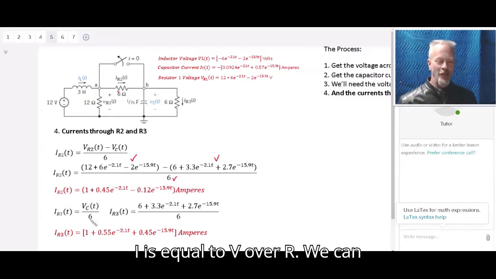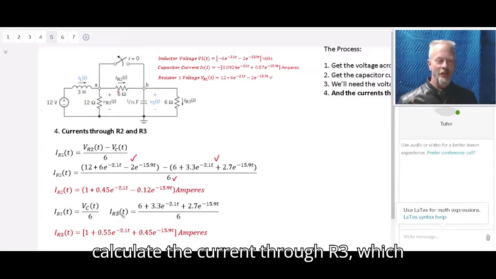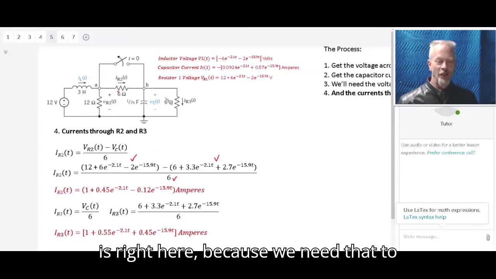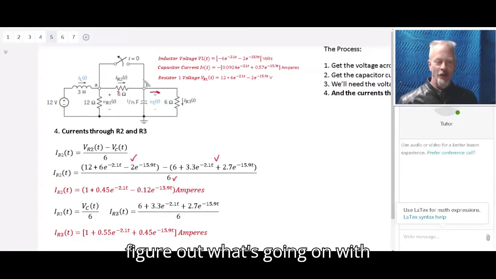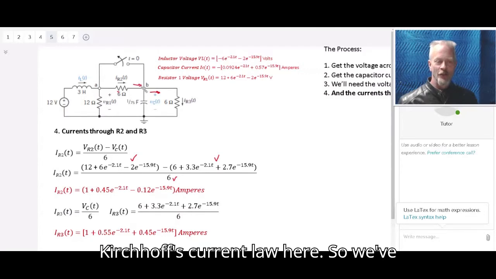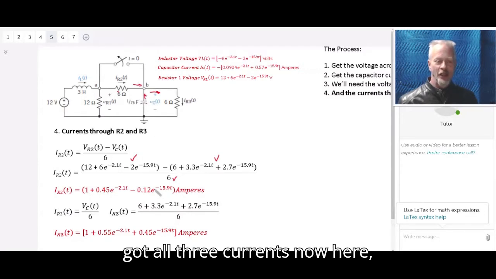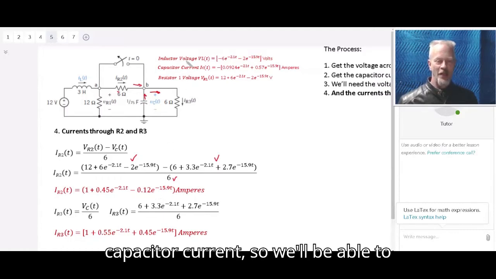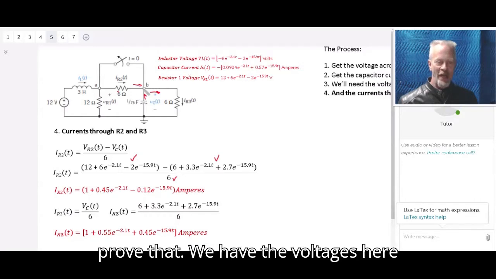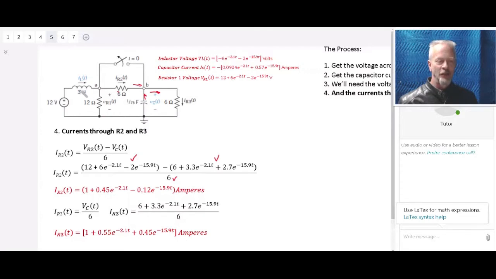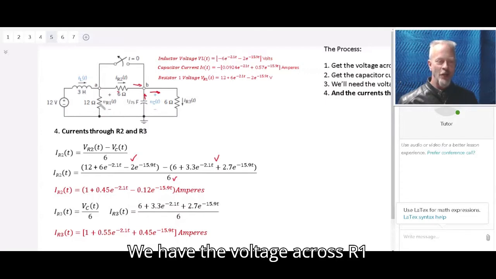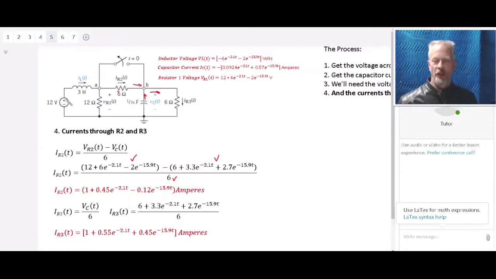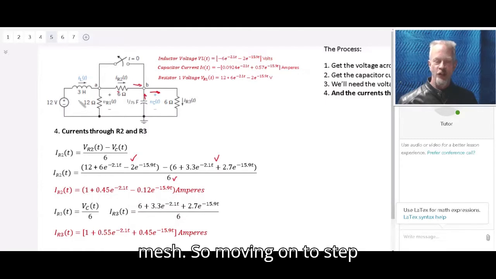Similarly, I is equal to V over R. We can calculate the current through R3, which is right here, because we need that to figure out what's going on with Kirchhoff's current law here. So we've got all 3 currents now: I_R2, I_R3, and we have the capacitor current. So we'll be able to prove that. We have the voltages here across the inductor, we have the voltage across R1, and we have the source voltage. So we have everything we need to prove Kirchhoff's voltage law in the source mesh.